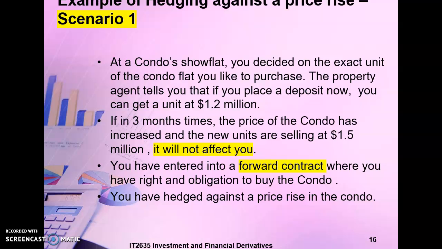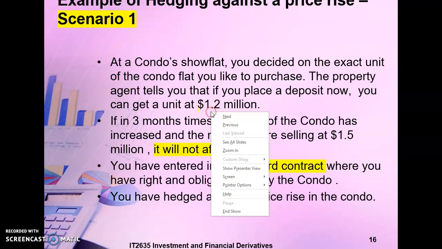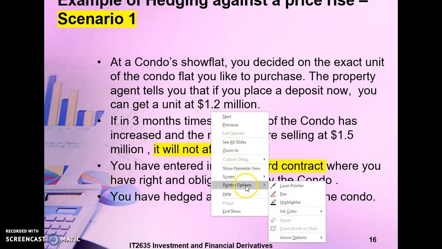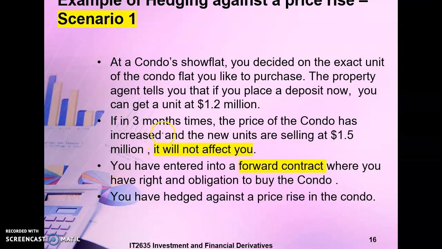To continue on this chapter 3 on derivatives, now we're going to take a look at some examples, some scenarios. So scenario 1, right? We are looking at this condominium. Let's say you want to buy a house, and this house is costing you $1.2 million, and you liked it very much. So you decided to secure this price, 1.2 million, and you can go into a forward contract.